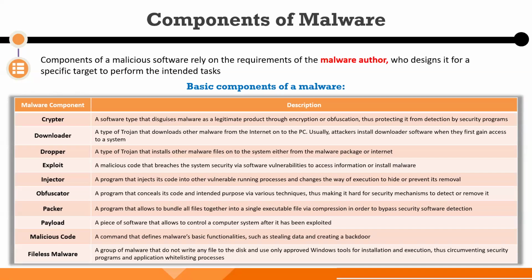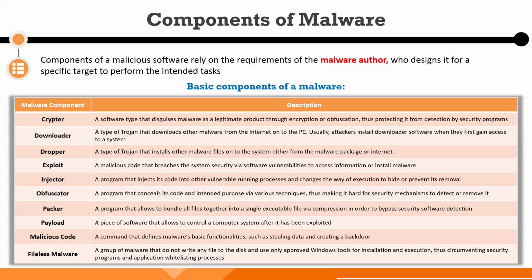We have a packer, which is a program that allows you to bundle all files together into a single executable file via compression in order to bypass security software detection. We have a payload, which is a piece of software that allows control of a computer system after it has been exploited. We have malicious code, a command that defines malware's basic functionalities, such as stealing data and creating a backdoor.